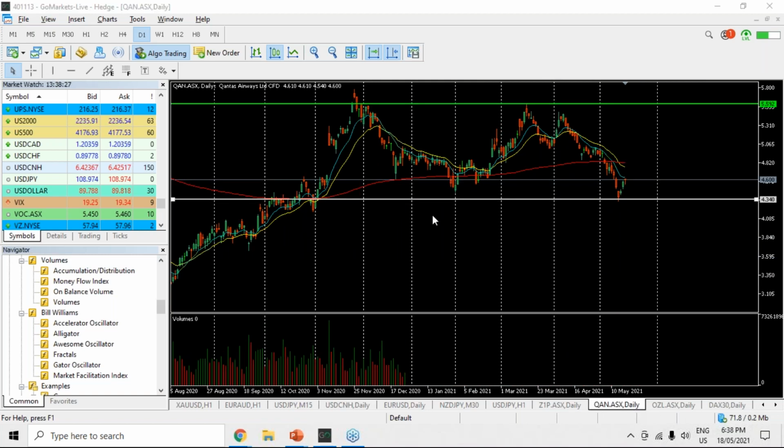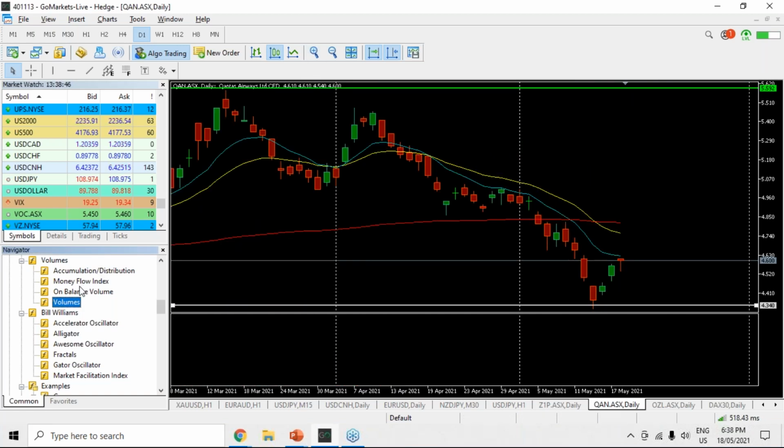So here's an example of a bounce. We've got a bounce off a key level, which is a previous resistance that has now become support. I wouldn't have traded that candle, I would have waited until that one. Did we get volume on that? Let's just put some tick volume on and bring it up close.